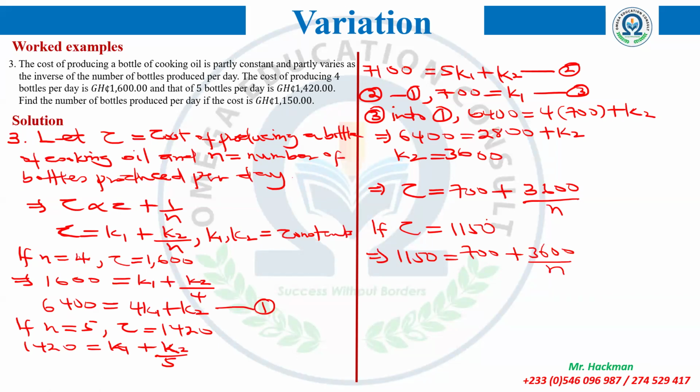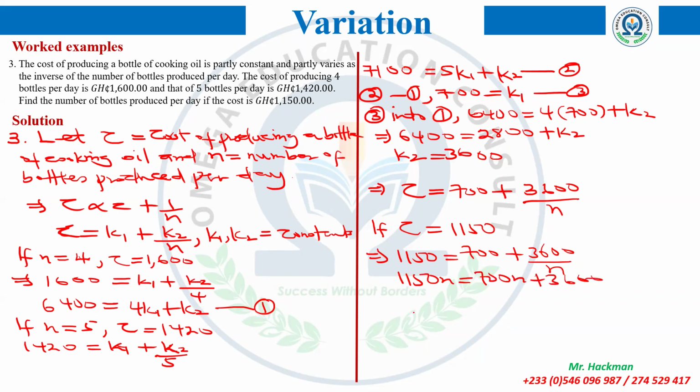So again, what do we do? Clear the fraction. We are looking for n. Someone can say to move this one to the side before you clear the fraction, or you clear the fraction and then move. It will give you the same result. Which one do you think would be ideal: subtract before we clear, or clear before we subtract? Let's go the usual route, so let's clear. This one times n will give us 1150n, is equal to this one times n, 700n.